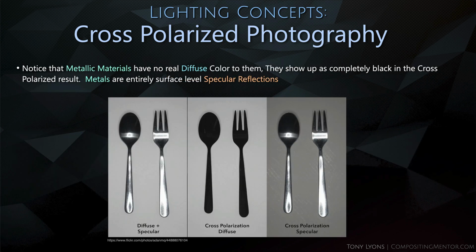Notice that metallic materials have no real diffuse color to them. They show up as completely black in the cross-polarized result. This harkens back to the previous video where we talked about metals versus dielectric materials, and that metals are entirely surface level specular reflections, which is why they get cancelled out in cross-polarized photography.